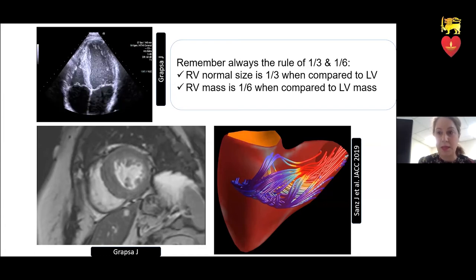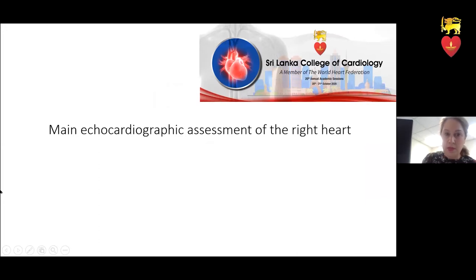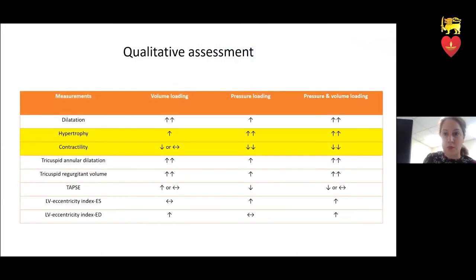That means exactly that. As you can see, I'm showing the RV mass from the MRI because it's a thin chamber, and that's why it has the capacity to dilate, but also, let's say in acute pulmonary embolism, to go back to normal when we thrombolyse the patient. I'm giving you an example. And then I will start with the main echocardiographic assessment of the right heart.